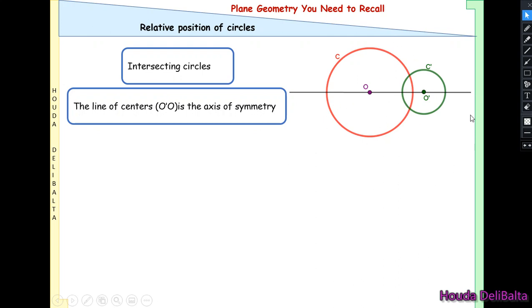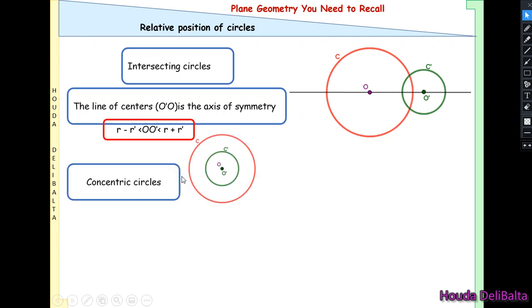That means if I fold the figure, I can get symmetry. The upper sides, the upper arcs, the upper angles, the upper segments are going to be equal to the lower parts. And the relation between the radii and the distance between the centers is like this. OO prime is greater than the difference of the radii and less than their sum, where R is the larger radius. It's referring to the larger circle C.